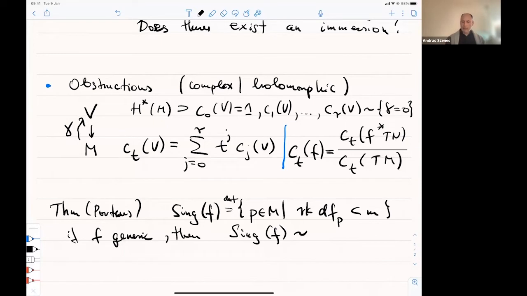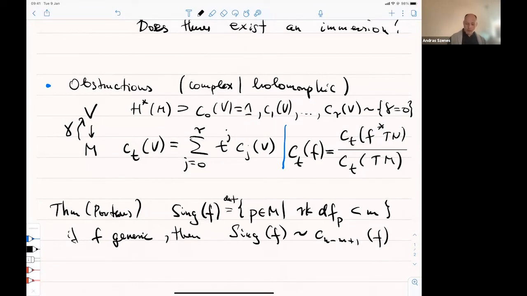is in fact, say, Poincaré dual, or equivalent, to the following thing. It's the Chern class C_{n-m+1} of F. Okay, so this is our first result, and we are looking for results of this kind.